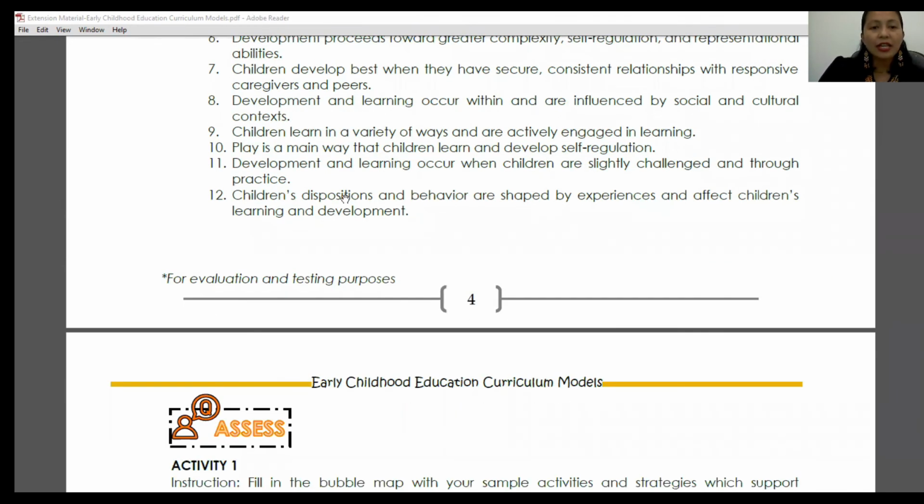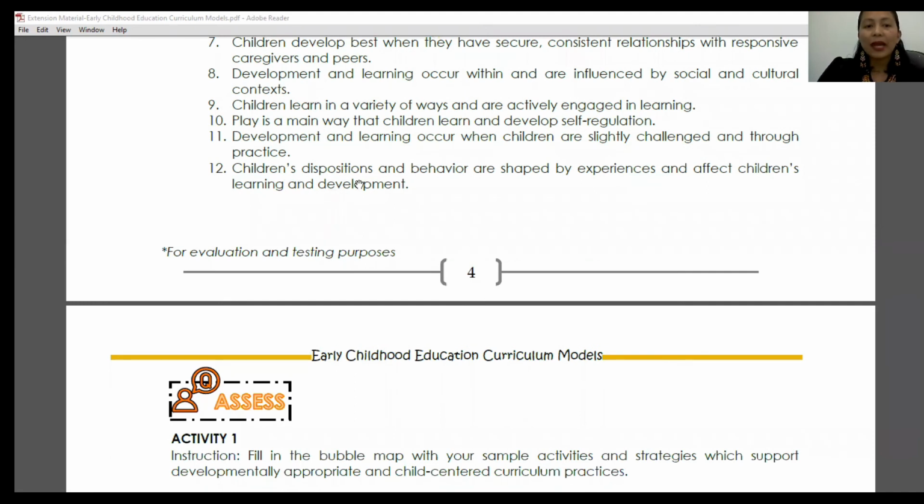Ninth is children learn in a variety of ways and are actively engaged in learning. So we have to consider the learning styles of children, and this goes to support also the idea that children are unique, and so they have different ways to learn, and as a teacher it is our task to expose them to a lot of opportunities and learning experiences that will help them reach their full potential. 10th is play is a main way that children learn and develop self-regulation. Remember that play is not just play. For young children, this is a very strong channel or medium for them to learn a lot about the world.